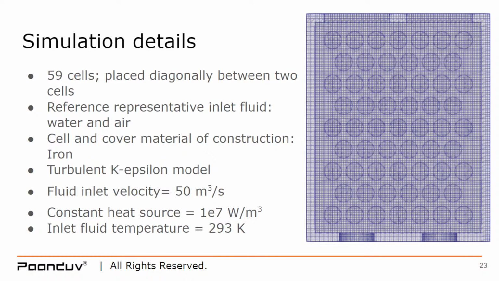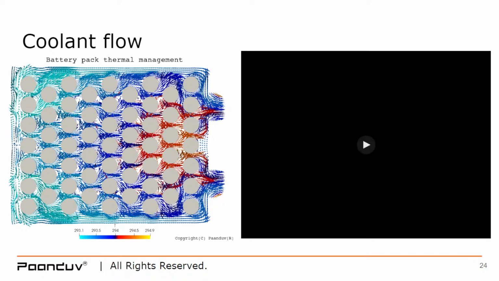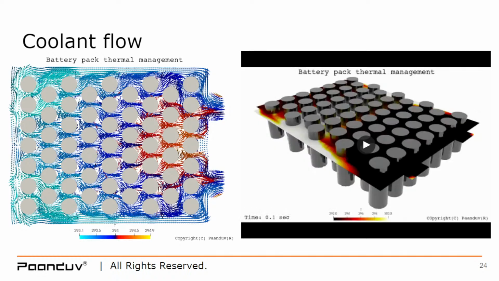Turbulence is on, fluid inlet velocity is set to 50 meter cube per second, followed by some values for inlet fluid temperature and the constant heat source. So we'll look at two things here. We'll first look at the flow of coolant around the cells, and then the second thing that we look at is the temperature evolution of the cells themselves.